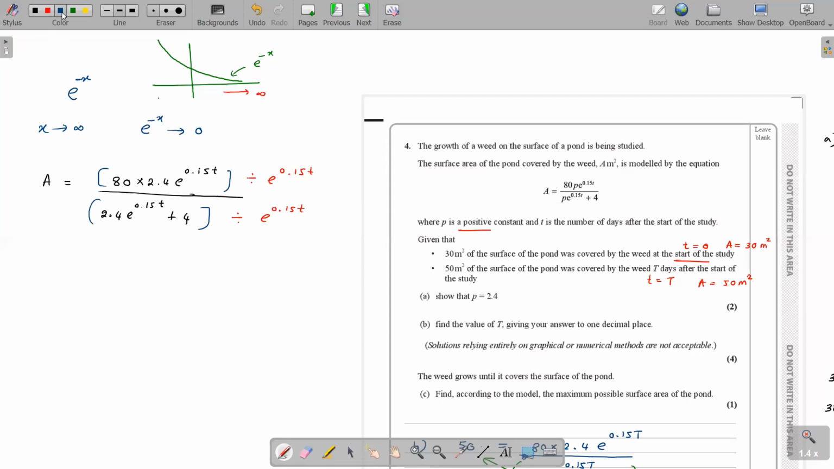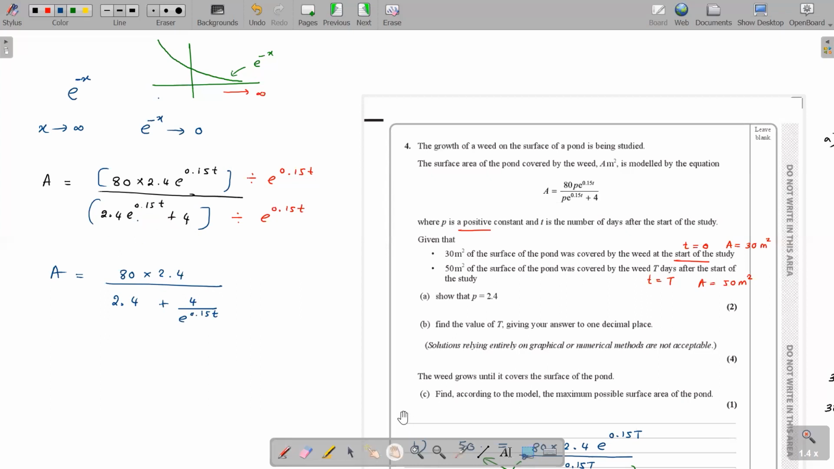So when you do this, what happens? I get here area equals 80 times 2.4 e to the power 0.15 t. Will cut off with this. And then in the denominator you have 2.4 e to the power 0.15 t. Will cut off with the e to the power 0.15 t, because you are dividing. Each term divides, right? The other one, the plus 4 also will divide by e to the power 0.15 t. Are you with me? Each and every term here individually divides by e to the power 0.15 t.